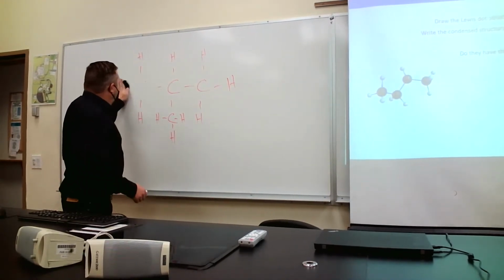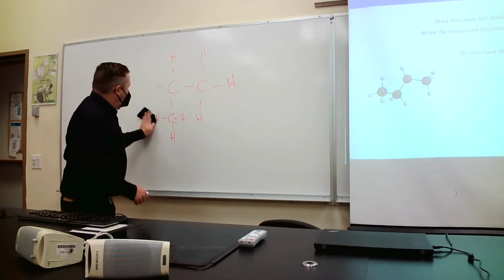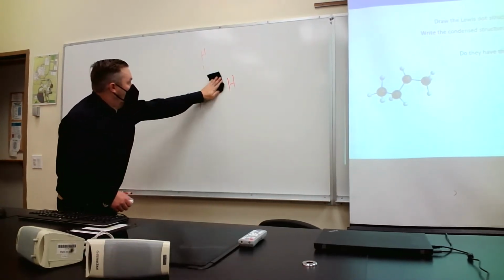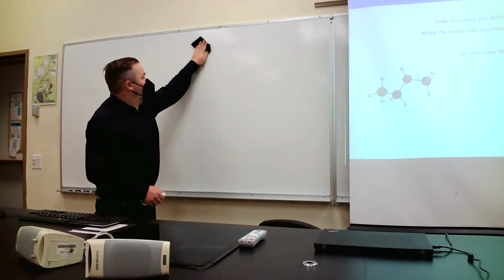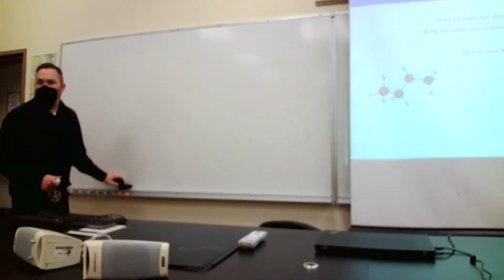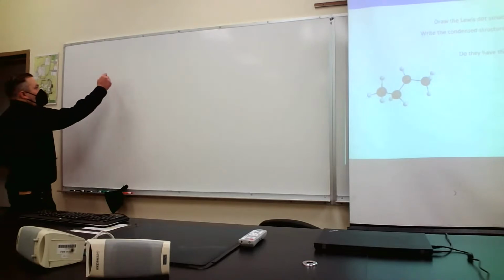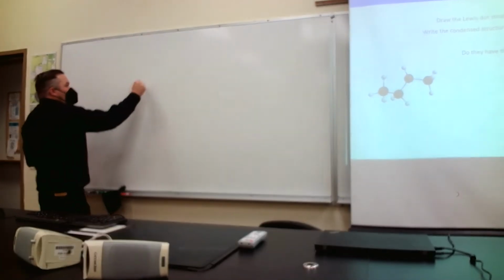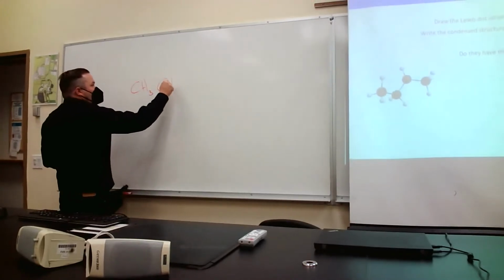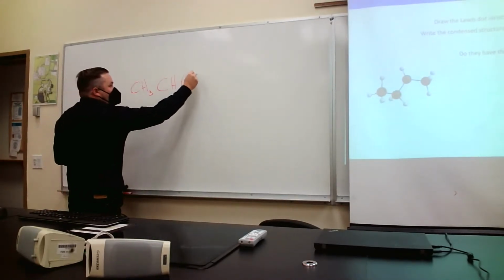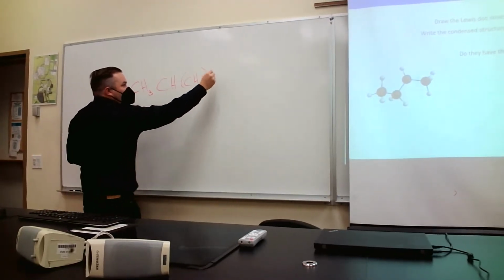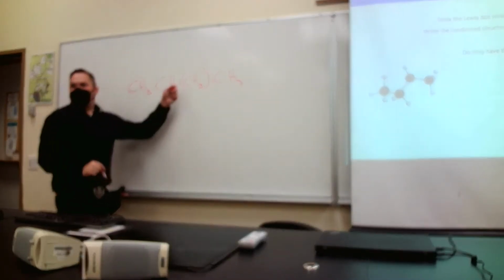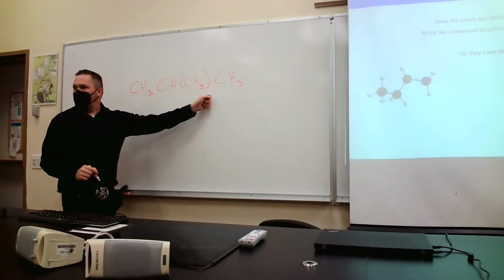You want to practice drawing the condensed structure for these. The condensed structure for butane is really easy, right? CH3, CH2, CH2, CH3. The condensed structure for the propane base would be CH3, CH, in parentheses, CH3, CH3, or sometimes you'll see these combined and put CH3 with a 2.